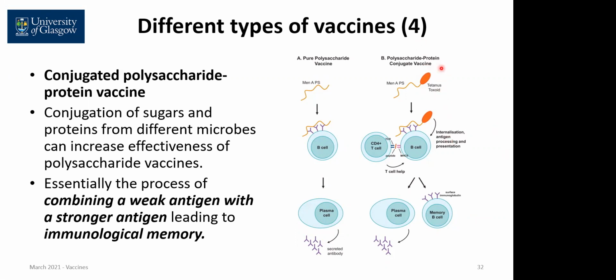On the right-hand side, this is where you have a conjugation of a polysaccharide and a protein. Basically, this would be the polysaccharide of the meningitis A in conjunction with the tetanus toxoid, for example. And this would then drive more of an immune response. This would activate B cells in a T cell dependent manner. This process would lead to the production of plasma cells, which can produce copious amounts of antibody, which is, of course, important, but it also leads to the production of memory B cells. And memory B cells, as we've said, are essential in providing immunological memory over the course of many years after you've received the vaccination.